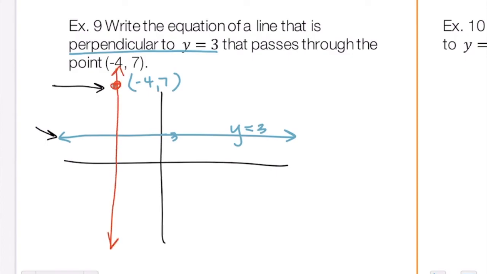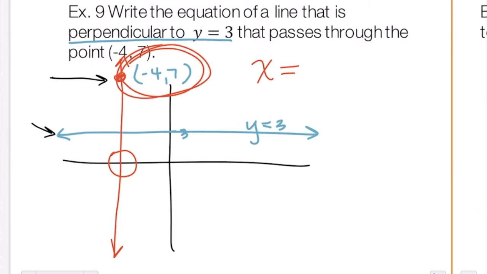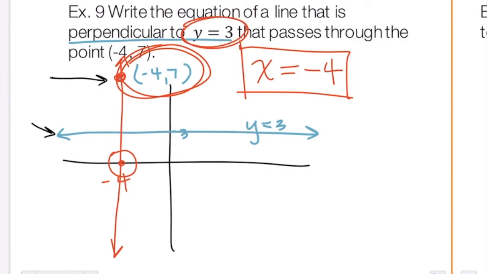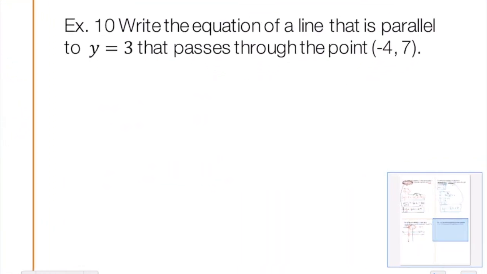Well, if it's a vertical line, then we know that the equation is x is equal to whatever the x-intercept is. Well, here is our x-intercept. What would that number be? If you look at this point right here, you know that the x-intercept is at negative 4. So that's the equation of a line that is perpendicular to y equals 3 and passes through the point negative 4, 7.